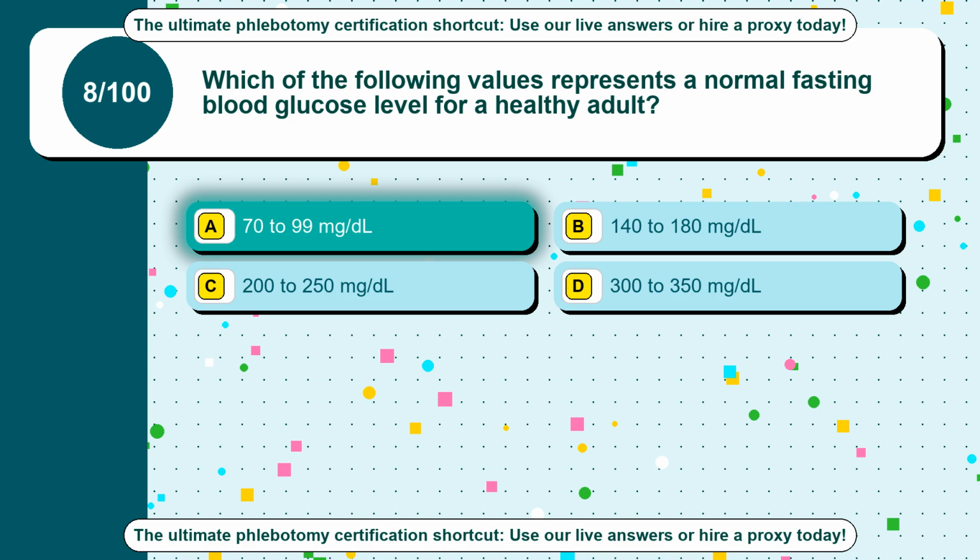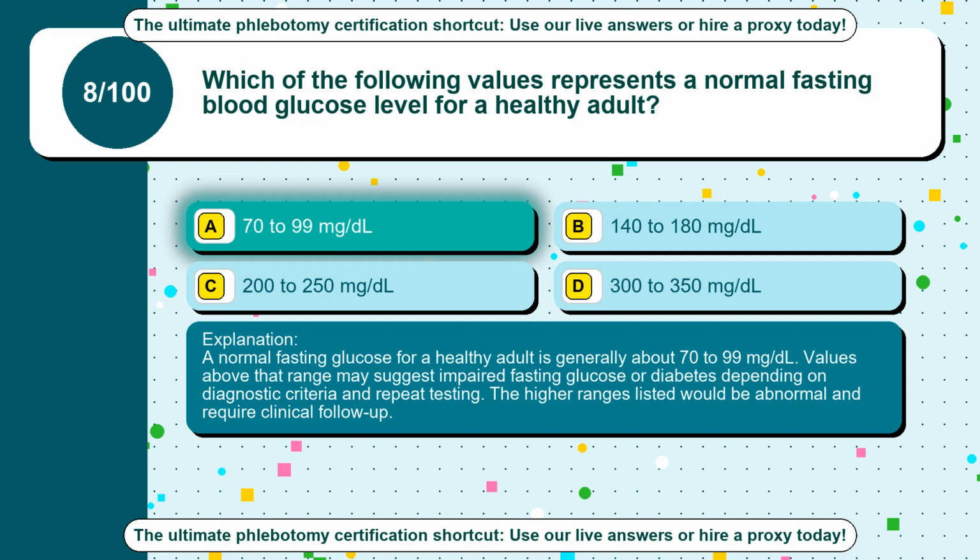The correct answer is option A, 70 to 99 mg/dl. A normal fasting glucose for a healthy adult is generally about 70 to 99 mg/dl. Values above that range may suggest impaired fasting glucose or diabetes depending on diagnostic criteria and repeat testing. The higher ranges listed would be abnormal and require clinical follow-up.